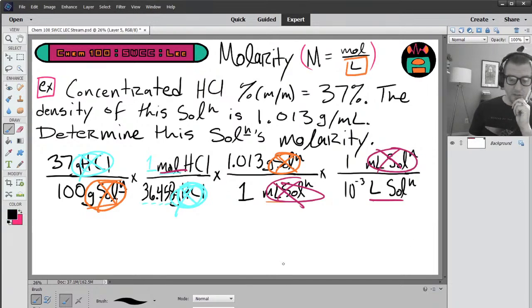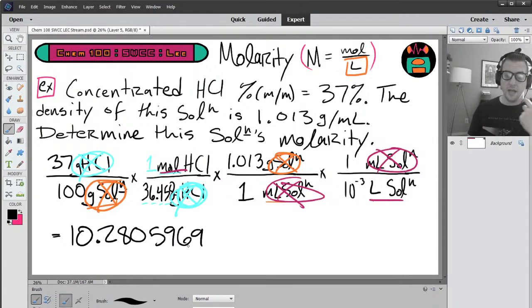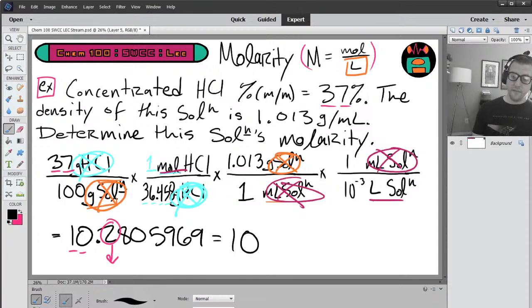So I'm getting a value of 10.280596.9. All right, that's my value. Sig figs wise, I'm limited to 2 significant digits because my mass percent only has 2. So that's going to limit us to 2. You count off your first 2, 1, 2. This 2 rounds down. But I have a problem. I can't write 10 because 10 only has 1 sig fig and I need to have 2. So I'm going to need to write this in scientific notation.